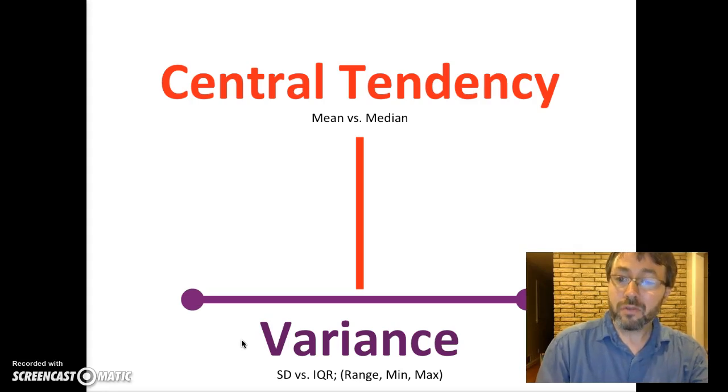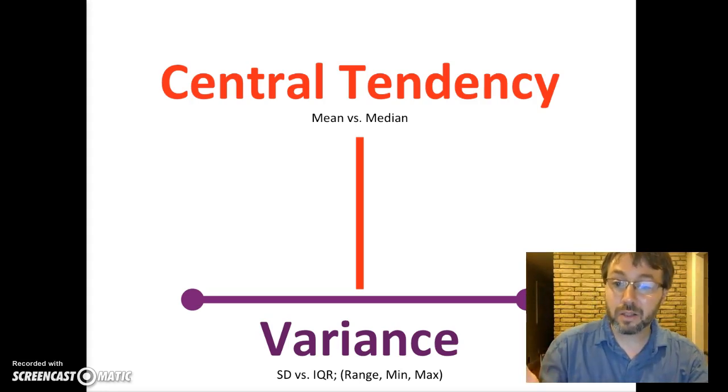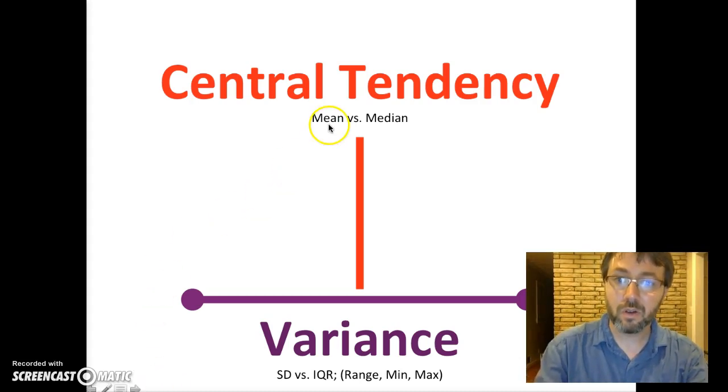So the measures of variance are typically related to the distribution of the data, whether it's normally distributed or skewed. So a standard deviation is typically associated with a mean measure of central tendency. So mean and standard deviation typically go together, and median and interquartile range typically go together.